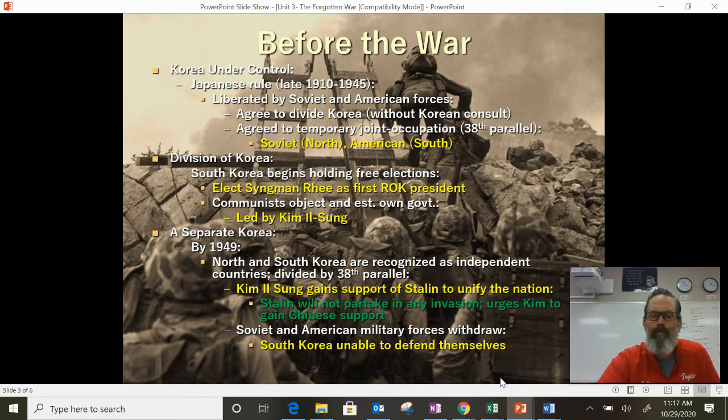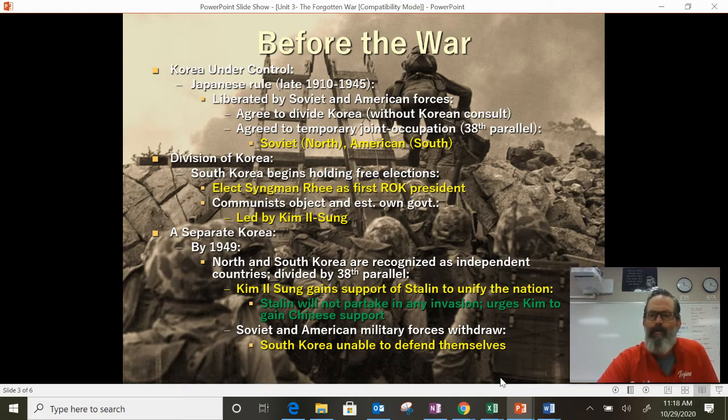So North and South Korea eventually become recognized as independent nations. It was never the objective. The goal was for them to be unified. And there was really no effort on either side of the supporters, the Soviets or the Americans, to do this. Kim Il-sung wants to unify the peninsula. Stalin says, sure, but I'm not going to commit any forces to doing this, and you should go ask China to help you.